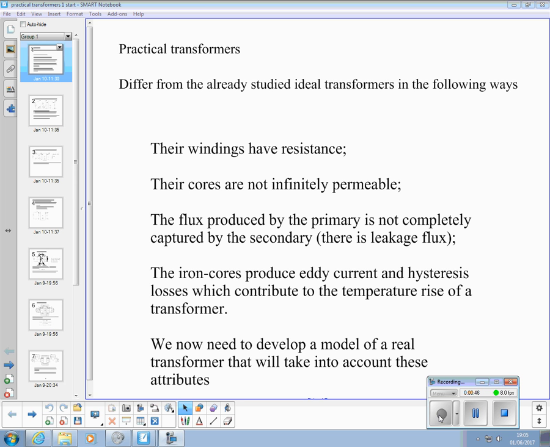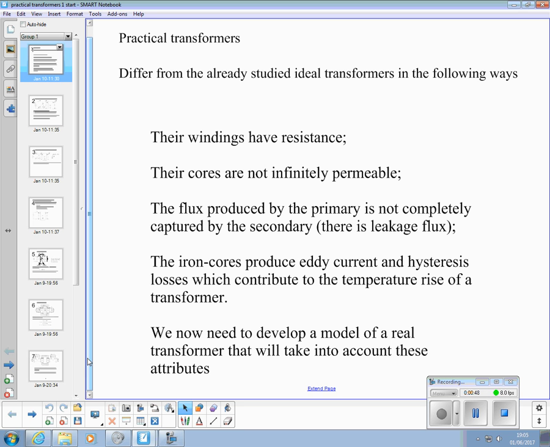So what we need to do now is develop a model of a real transformer that will take account of these attributes. So what we're going to do is build a conceptual model where these losses can be represented, we do that by adding components to the circuit.